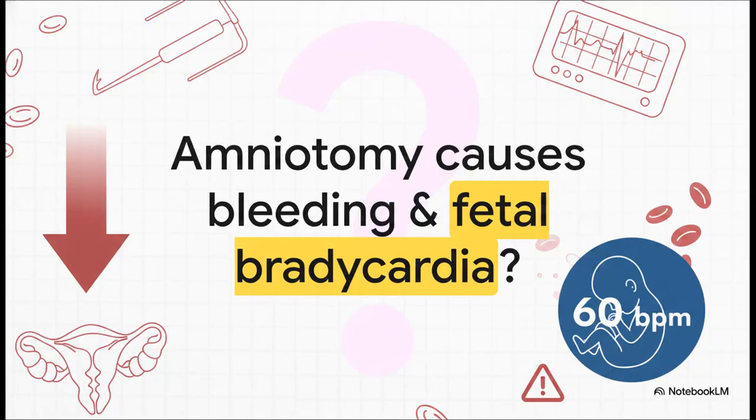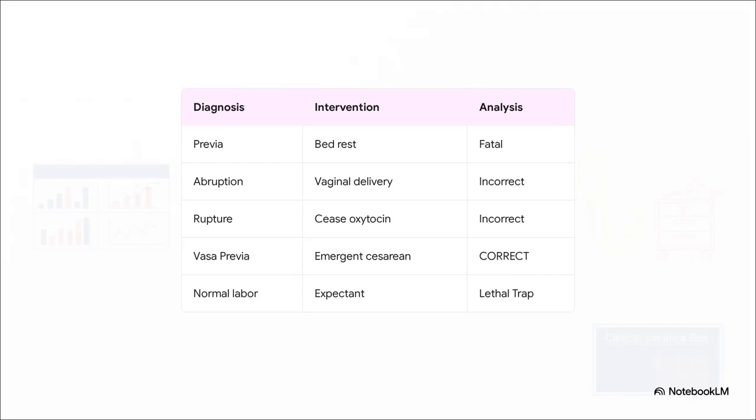All right, here's your final high-stakes integrated assessment. A patient undergoes a routine amniotomy. Seconds later, painless vaginal bleeding is noted, and the fetal heart rate drops instantaneously to 60 beats per minute. What's the diagnosis, and what is the required intervention? Let's deconstruct these choices.